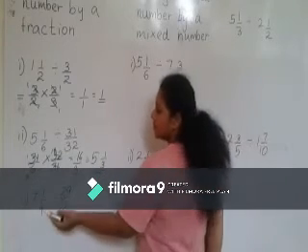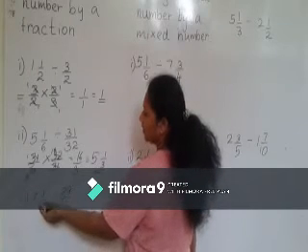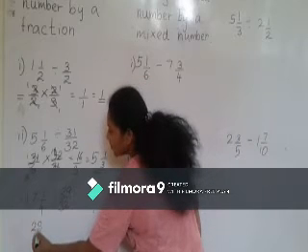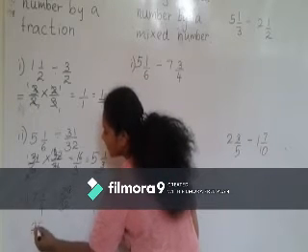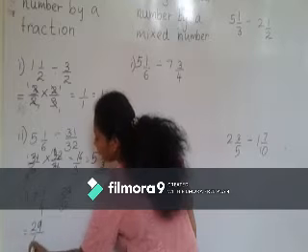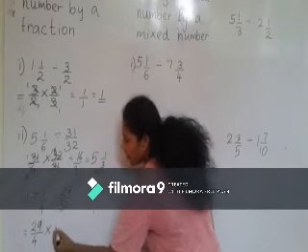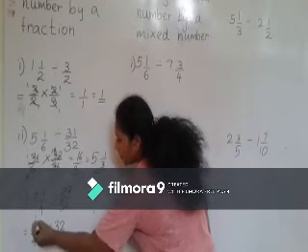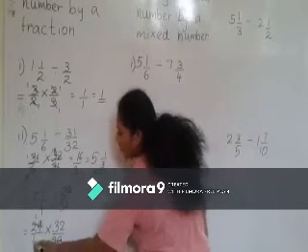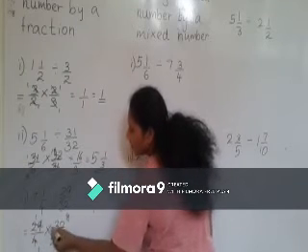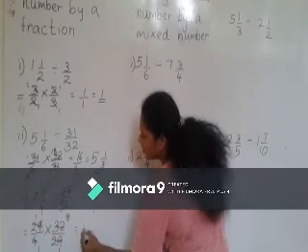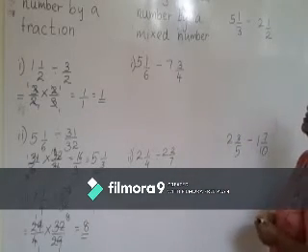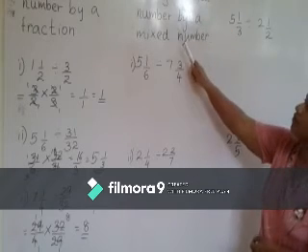Next question. 7 with 1/4, so we can write it as an improper fraction. 7 times 4 is 28. 28 added 1 is 29 over 4. Division becomes multiplication. 32 over 29. 29 times 1, 29 times 1. 4 times 1, 4 times 8. Upper, 1 times 8 is 8. 8 is the answer.